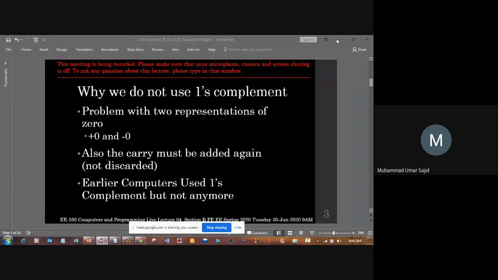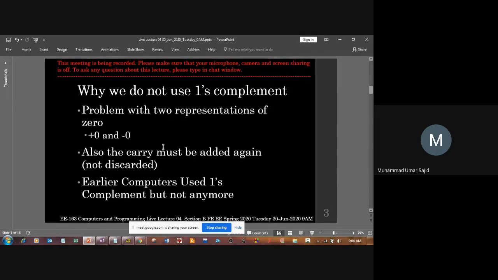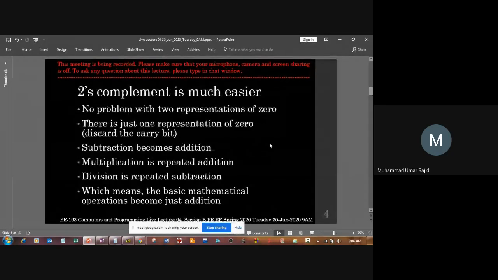In one's complement, if there is some carry after that, we have to add it again. It's not discarded. But in two's complement, you can just ignore the carry and discard it. So two's complement is actually much easier. There is no problem with two representations of zero. There is just one representation of zero. We just discard the carry bit, and subtraction becomes addition.